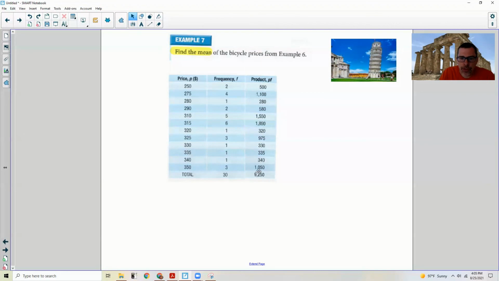and you total the product of the two. So the sum of those 30 bicycles with 12 different prices was $9,250. So then, to find the mean, the mean is very simple. The total price was $9,250 and you have 30 bicycles. So you just divide, get rid of those zeros.